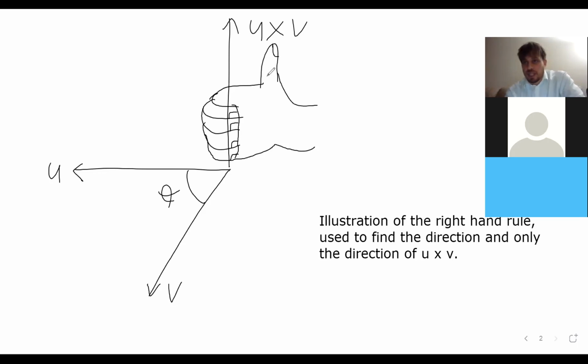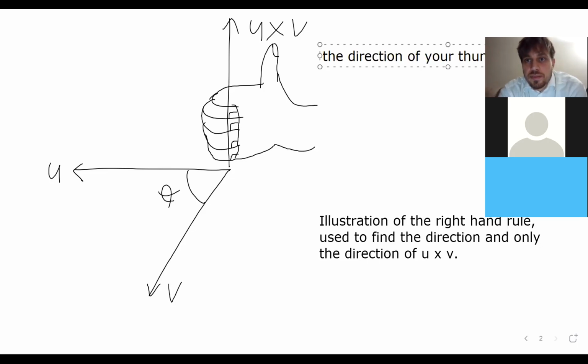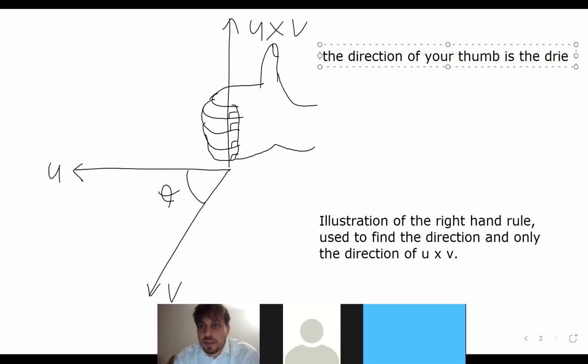You don't have to draw a picture of a hand to do this. You just need your hand. But me teaching it to you, the details of the picture matter. So the thumb is pointed upwards, right? The thumb is telling you the direction of u cross v. The direction of your thumb is the direction of u cross v.